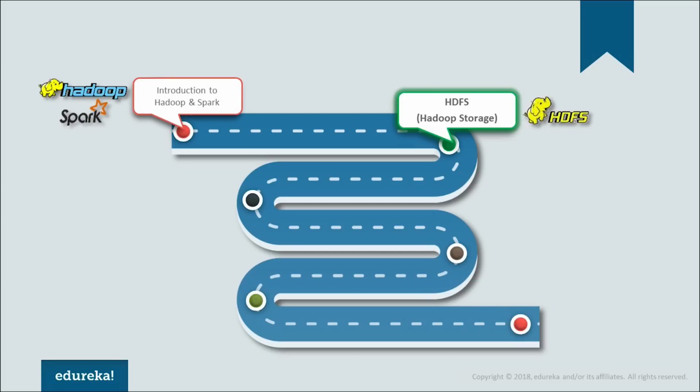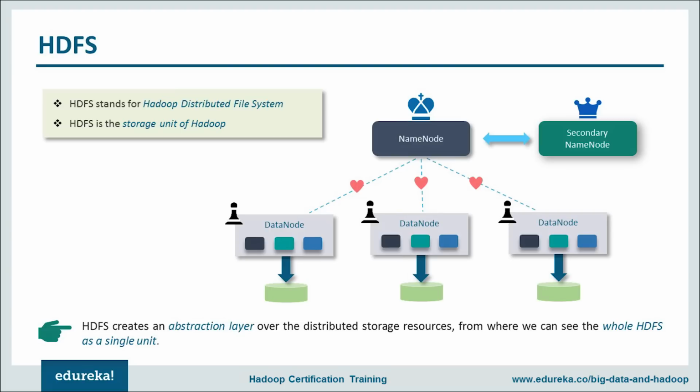Now, since we have got introduced to Hadoop and Spark, let's take a deeper look at HDFS, which is the storage unit of Hadoop. So HDFS stands for Hadoop Distributed File System, and this is the storage unit for Hadoop. And here is the architecture of HDFS. And since I already told you that it is a master-slave architecture, the master node is known as NameNode, and slave nodes are known as DataNodes.